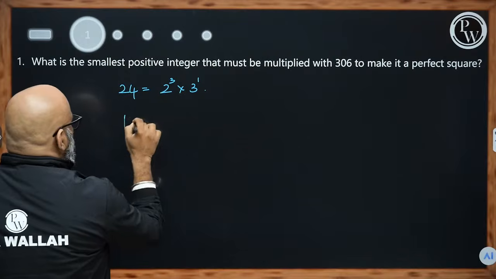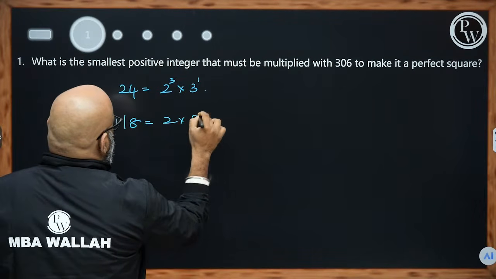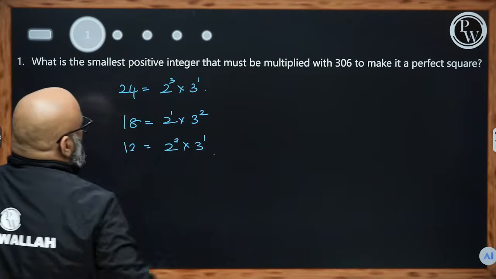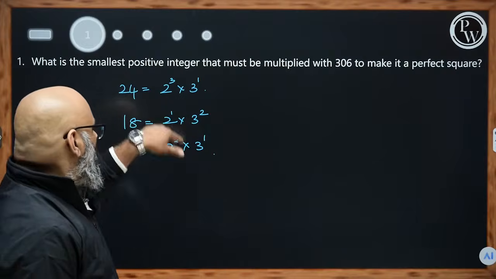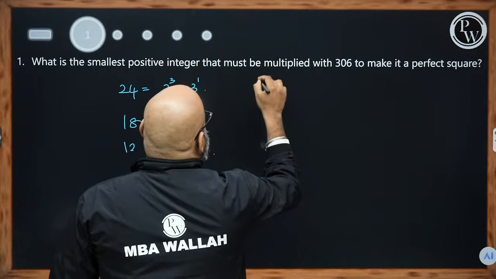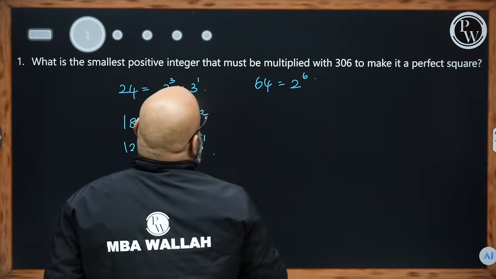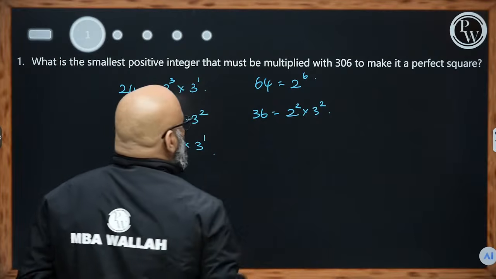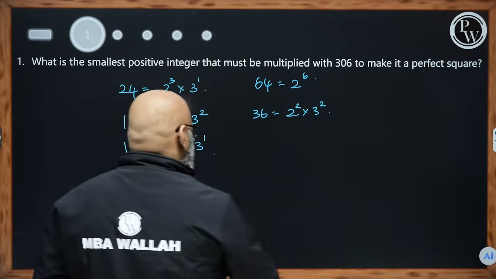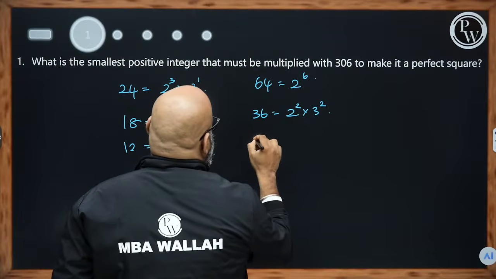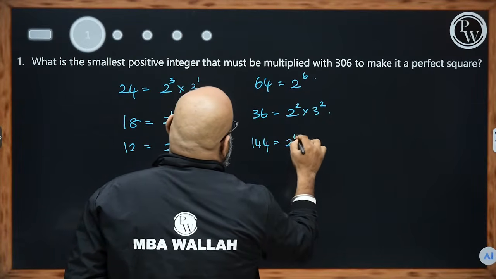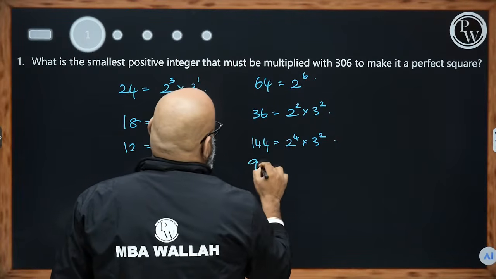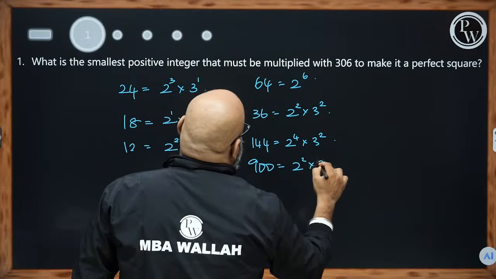Now let's take 18. 18 is 2 into 3 square. When I take 12, that's 2 square into 3 power 1. Now, if I have to make all of them perfect squares, let's take one more number, 64, which is 2 to the power 6. You look at 36, 2 square into 3 square. I'm writing some familiar perfect squares that we know. If I have to take 144, 2 power 4 into 3 square. If I have to take 900, that will be 2 square into 3 square into 5 square.